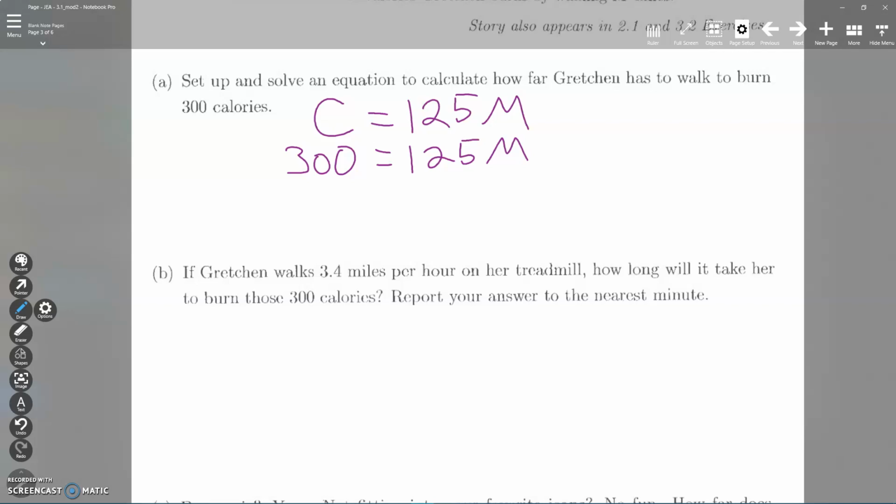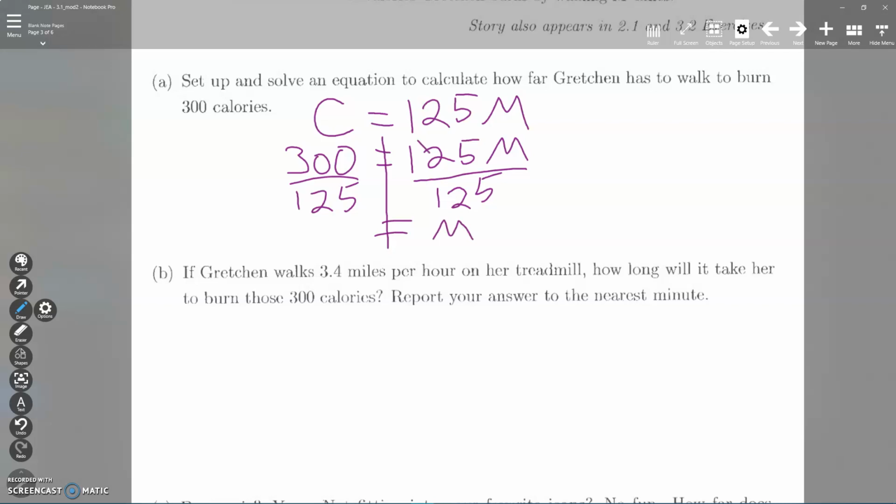And since 300 is equal to 125 times m, I'm just going to show the steps, even though the steps may be a little obvious to you. We need to divide. Since we don't know the number we're multiplying by, we can use division to work backwards to figure out what that missing number m should be.